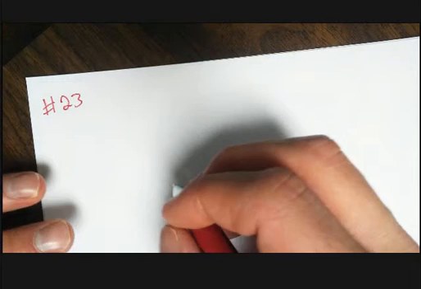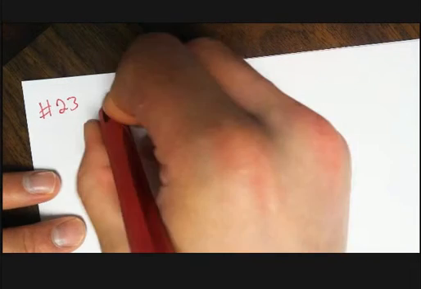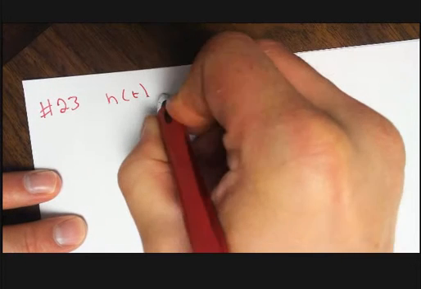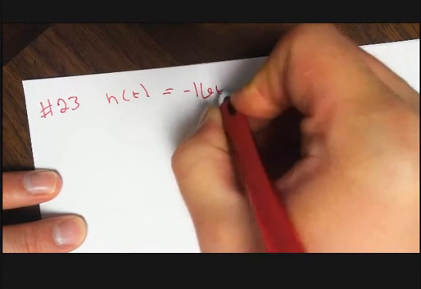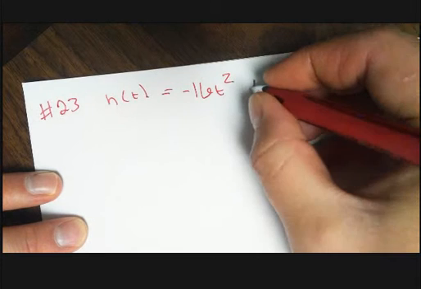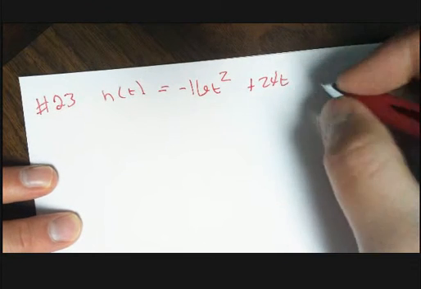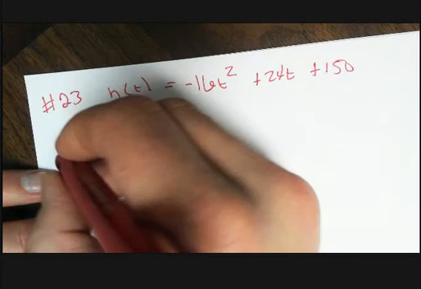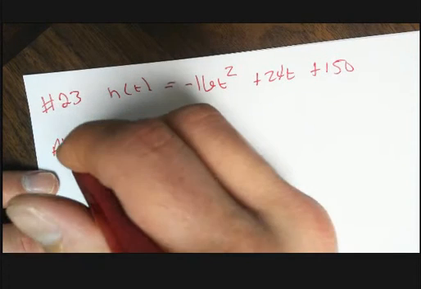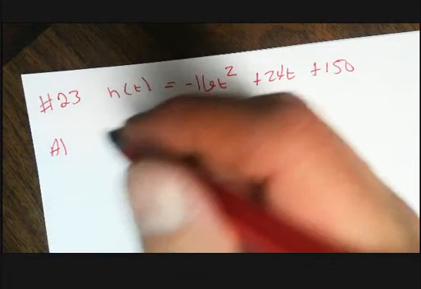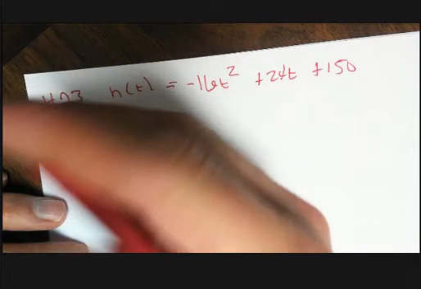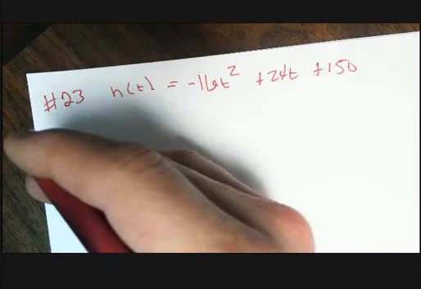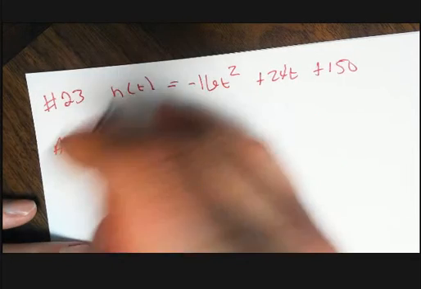Number 23 was actually one of the easiest problems on the test. It gives you a function h of t, and it tells you that this is equal to 16t squared plus 24t plus 150. And then the first question, part A, says how many seconds will it take for the rock to reach its maximum height? Well, since we're talking about the maximum height, maxes and mins rotate around the vertex. So we want to find the vertex.